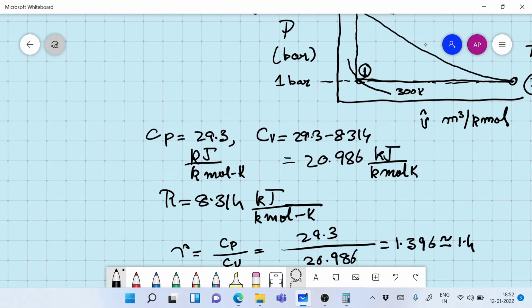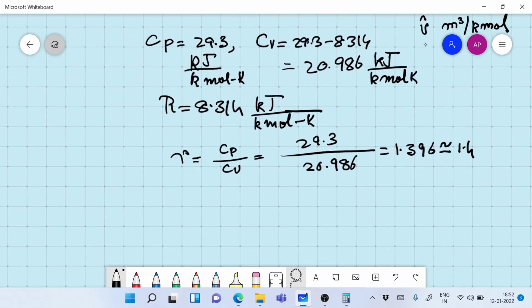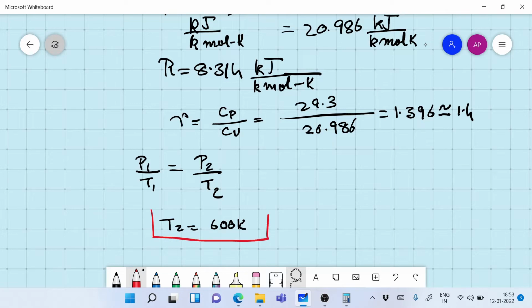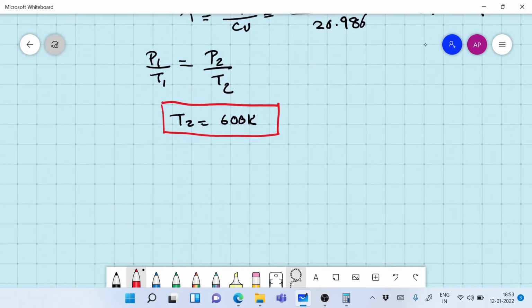Now, process number 1 to 2 is a constant volume process. So for the constant volume process, we can write P1 by T1 is equal to P2 by T2. And therefore we get T2 as 600 Kelvin, because the pressure doubles and so does the temperature in the same ratio. Now we need to calculate what is T3.